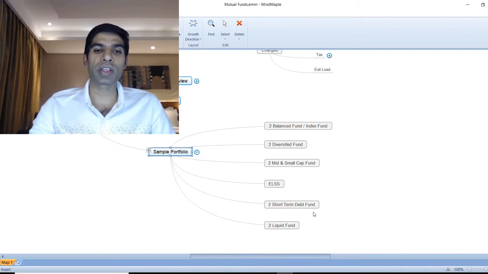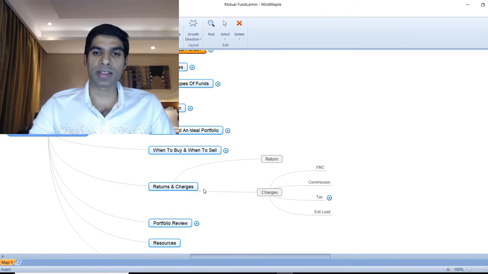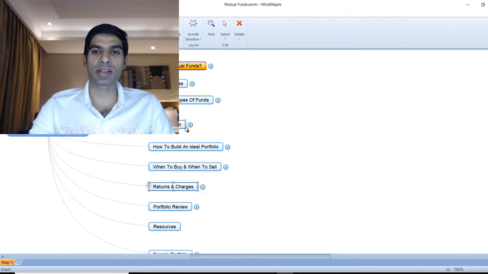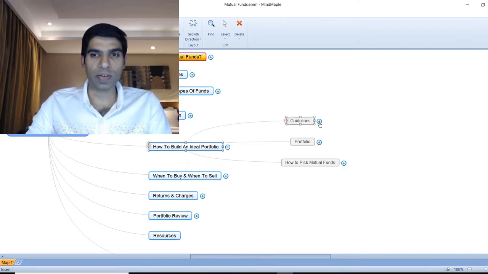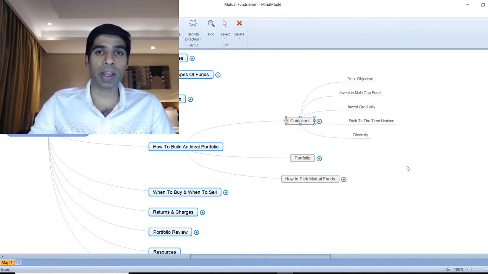Whatever we have discussed, the important thing that you should really be looking at is the guidelines that we discussed. Your objective should match the fund's objective. Invest in a multi-cap fund. Don't try anything fancy. Now invest gradually. Do not invest a lump sum. That's the golden rule. You should average your buy, right?